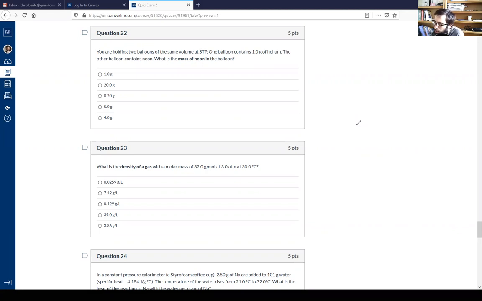One balloon contains 1 gram of helium. So you've got the same volumes in both of these balloons, and the other contains neon. What is the mass of neon in the other balloon?